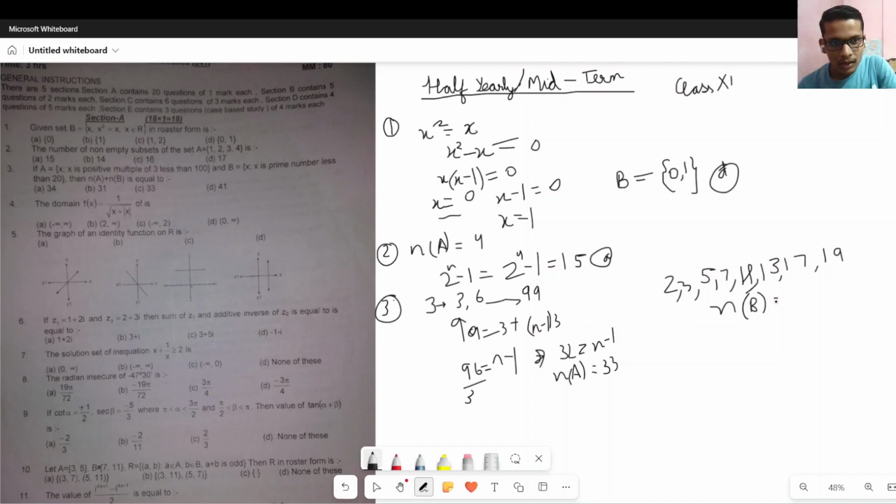And we are asked the sum, that is n of A plus n of B. So n of A plus n of B will be equal to 33 plus 8. 33 plus 8 is 41. Option D is the answer.